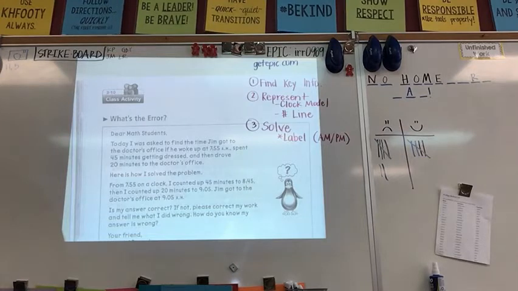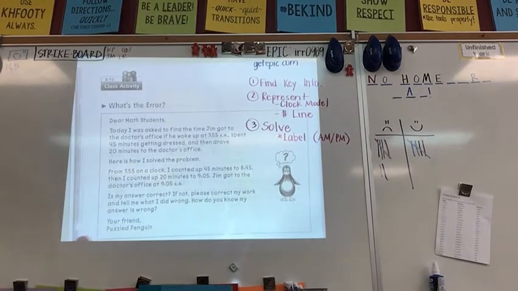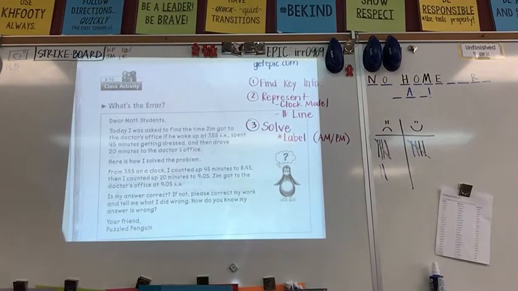Dear math students, today I was asked to find the time Jim got to the doctor's office if he woke up at 7:55 a.m., spent 45 minutes getting dressed, and then drove 20 minutes to the doctor's office. Here's how I solved the problem. From 7:55 on a clock, I counted up 45 minutes to 8:45. Then I counted up 20 minutes to 9:05. Jim got to the doctor's office at 9:05 a.m. Is my answer correct? If not, please correct my work and tell me what I did wrong. How do you know my answer is wrong?